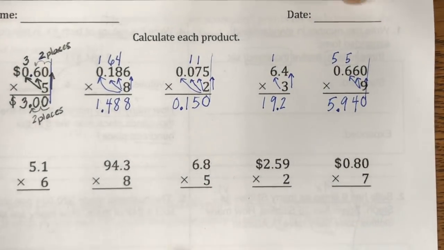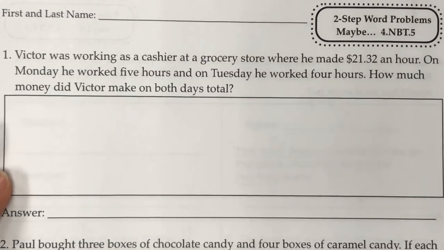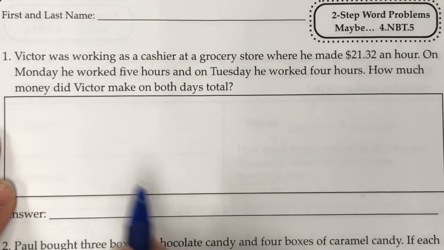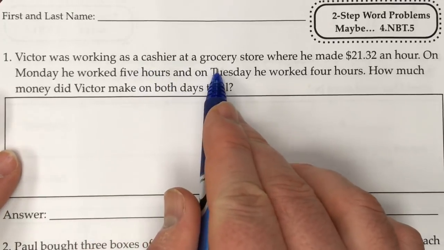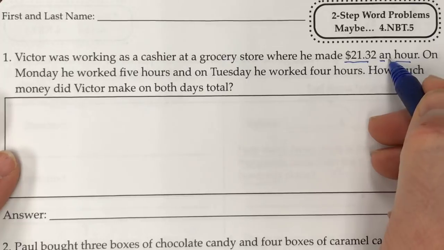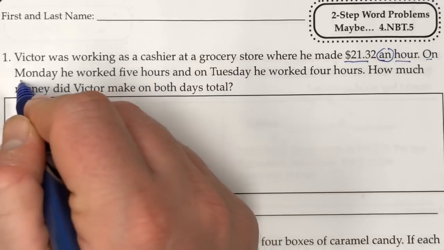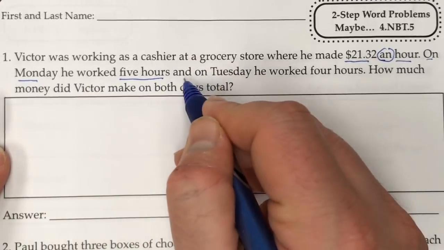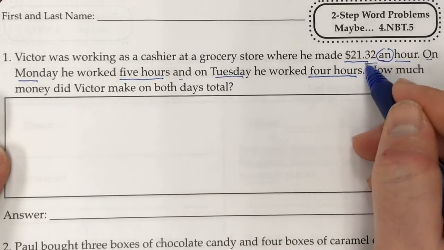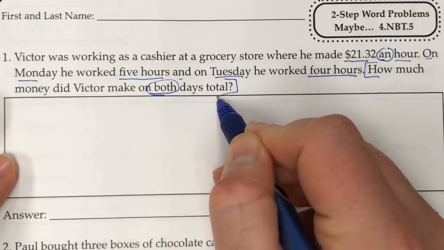Let's pause for a moment and flip over to the other side. On this side, you have 2-step word problems, maybe. So it could be a 2-step or maybe not. Victor was working as a cashier at a grocery store when he made this much an hour. This is sort of like per, so that's something to pay attention to. On Monday, he worked 5 hours, and on Tuesday, he worked 4 hours. Bracket the question: how much money did he make on both days total?